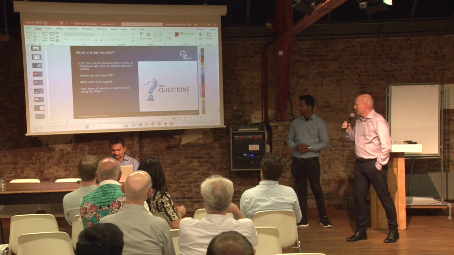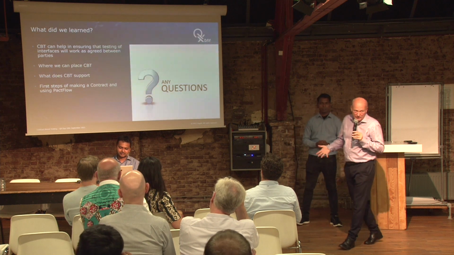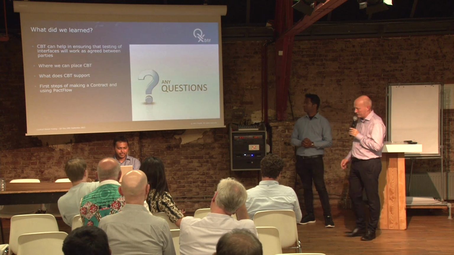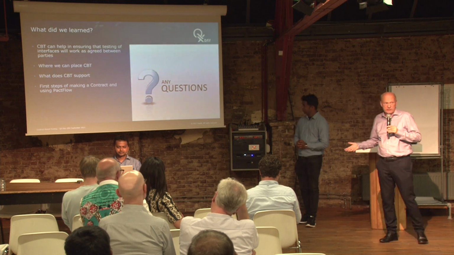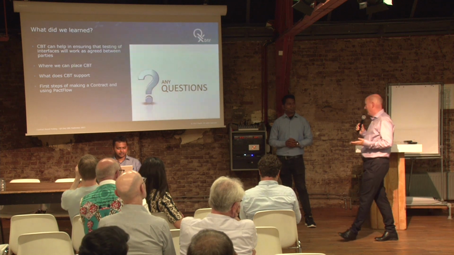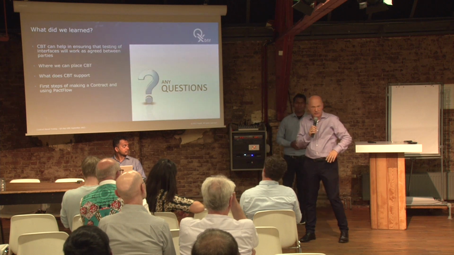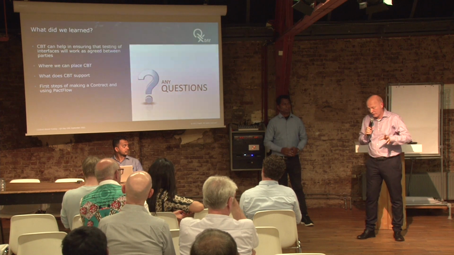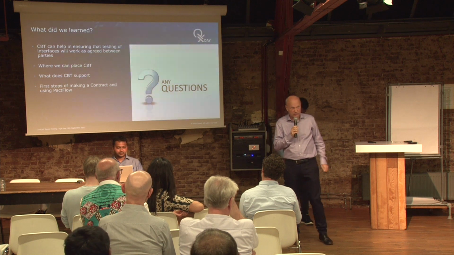Okay. So what did we learn today? CBT can help us, as I stated earlier, in ensuring that testing of interfaces will work as agreed between parties, at a very early stage, so that's very helpful. We learned where we can place CBT in the test pyramid. The test pyramid itself shows the effort of testing, but within agile working, we do a lot in parallel, so be aware of that as well.